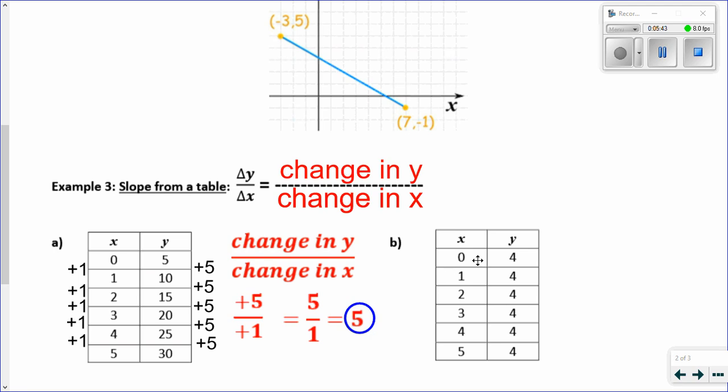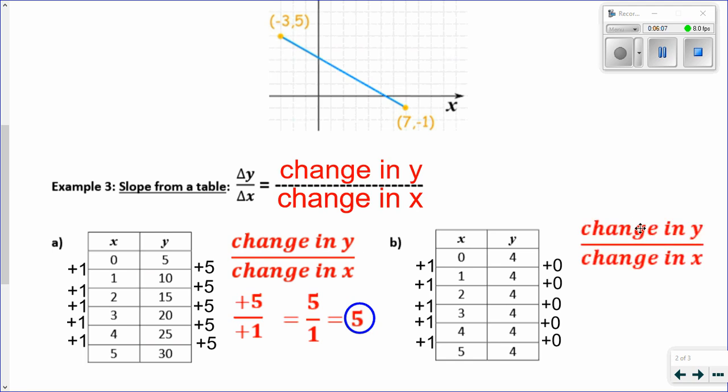Okay. Same thing here for y. I didn't change at all from 4 to 4, so that's a plus 0, plus 0, plus 0, plus 0, plus 0. My change in x's, I did a plus 1, plus 1, plus 1, plus 1, plus 1. So to do my change in y over change in x, the change in y was plus 0. The change in x was plus 1. It just means 0 over 1. So I do 0 divided by 1. I get 0. So this one has a slope of 0.